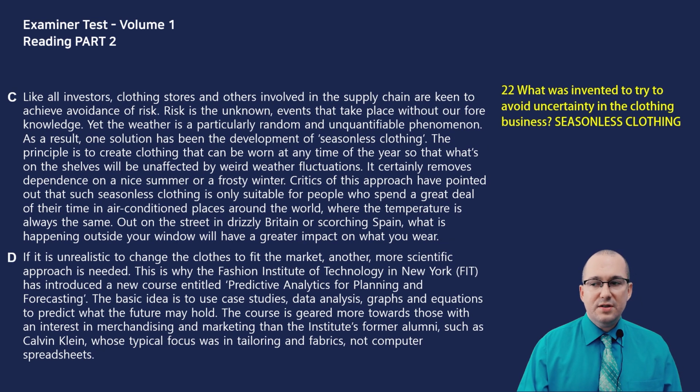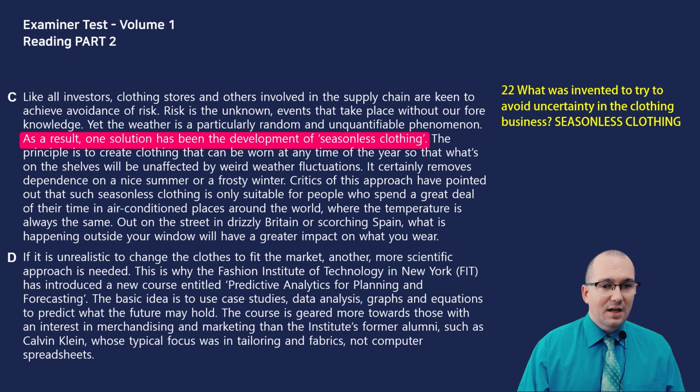For question 22, what was invented to try to avoid uncertainty in the clothing business? Well, this is seasonless clothing. Seasonless clothing, which we can find here. As a result, one solution has been the development of seasonless clothing. So there, we can find it right there.